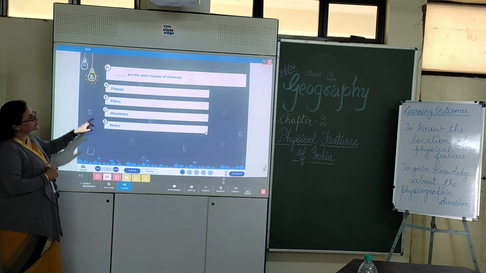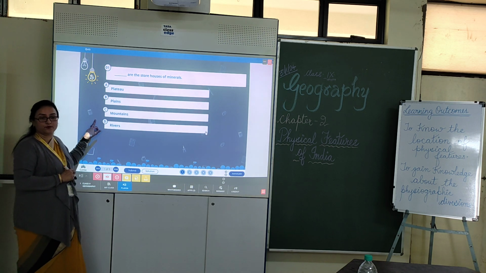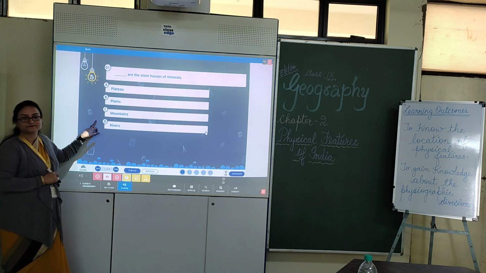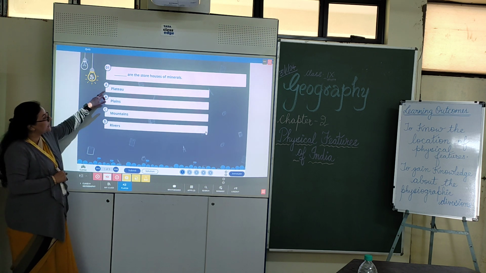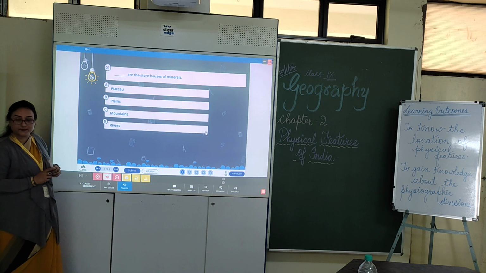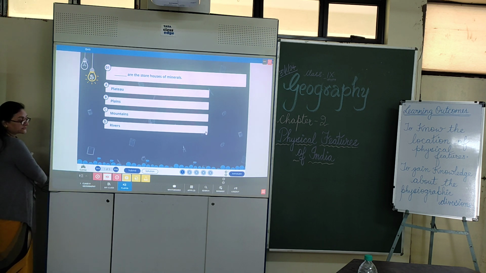Dash are the storehouse of minerals. Can you guess what could be the possible answer? Plains are rich in fertile soil and water, but plateaus are said to be the storehouse of minerals because they have been formed by igneous and metamorphic rock. Okay, let us check our answer. That is absolutely correct. What is the second one now?